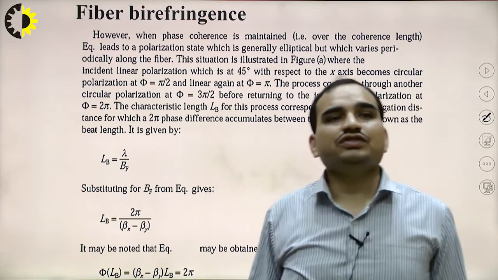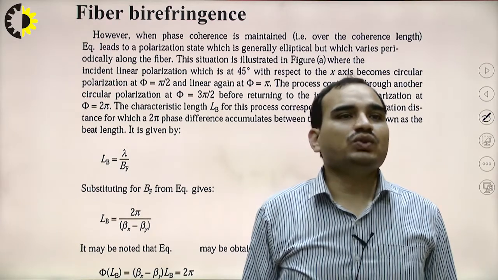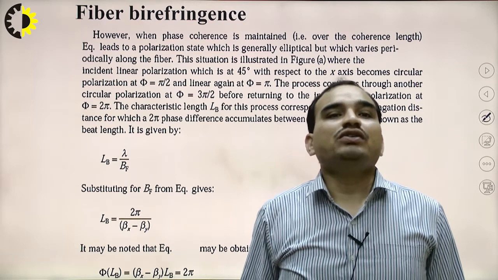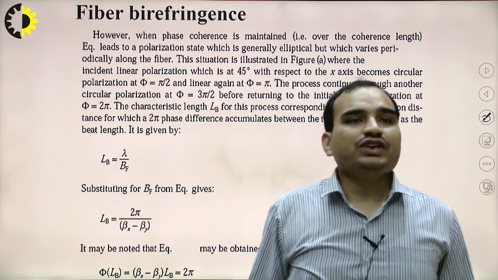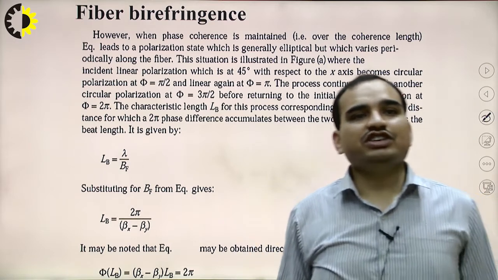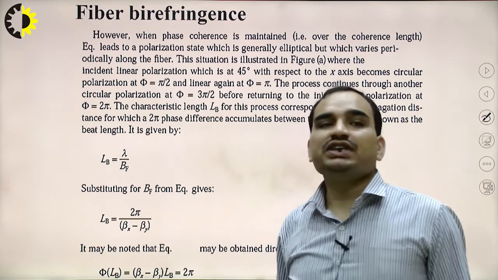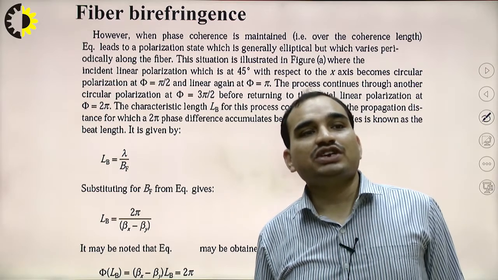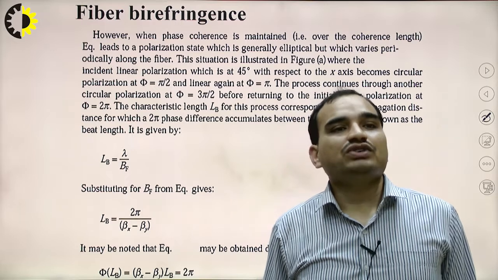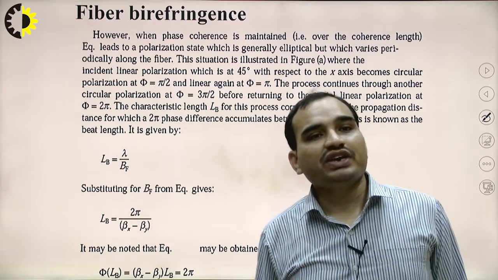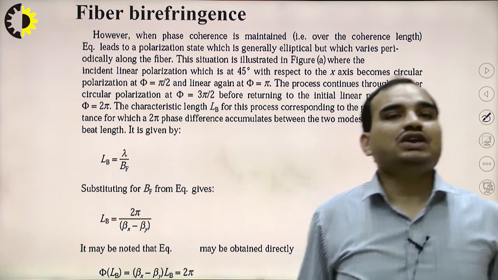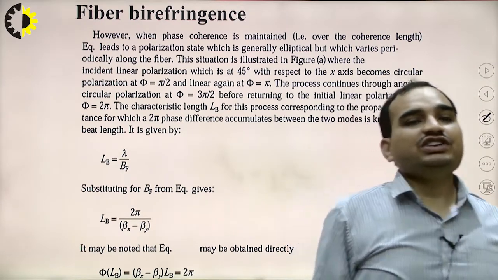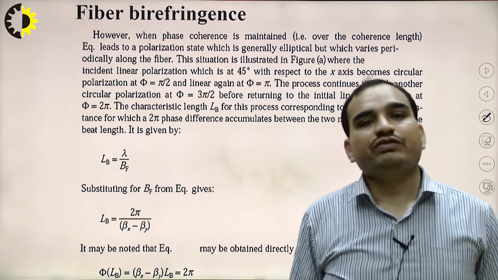So however, the phase coherence is maintained over the coherence length and leads to the polarization state, which is generally elliptical, but which varies periodically over the fiber. This situation is illustrated in the figure, where the incident linear polarization, which is at 45 degrees with respect to the x-axis, becomes circular polarization at phi equals pi by 2, and linear again at phi equals pi. The process continues through another circular polarization at phi equals 3 pi by 2 before returning to the initial linear polarization at phi equals 2 pi.